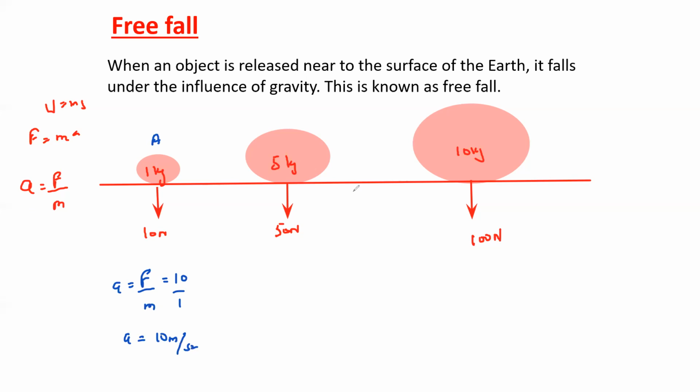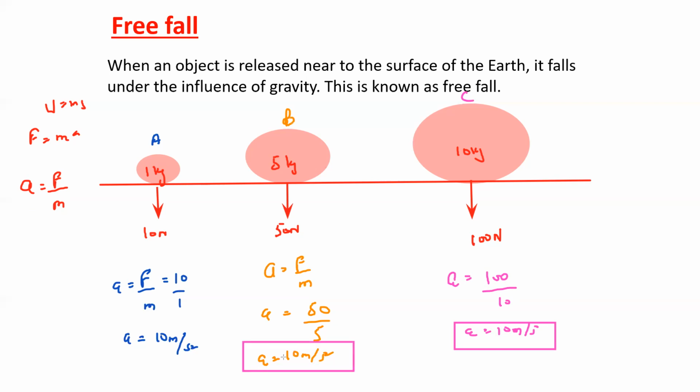When I calculate the acceleration of object B, that is also force divided by mass. So force is 50 and the mass is 5. So 50 divided by 5, that's also equal to 10 meter per second square. And when I calculate for C, force is 100 and the mass is 10. So acceleration will be 10 meter per second square. So all the objects A, B, C have different masses, different weights, but what is common for all of them, they have the same acceleration.